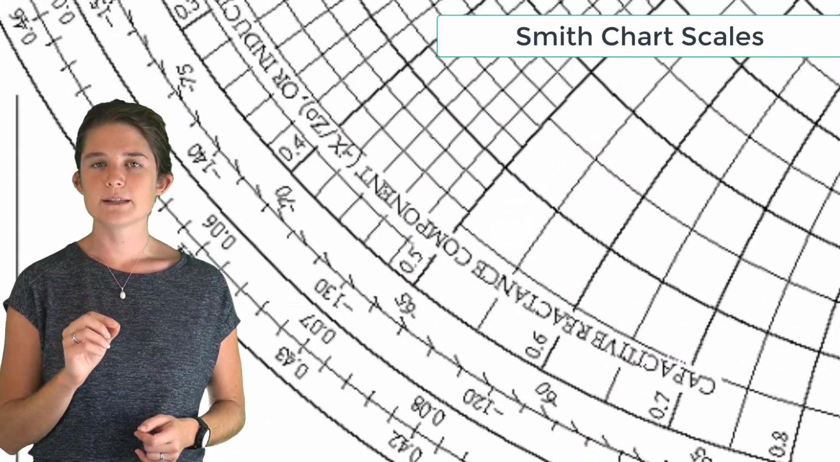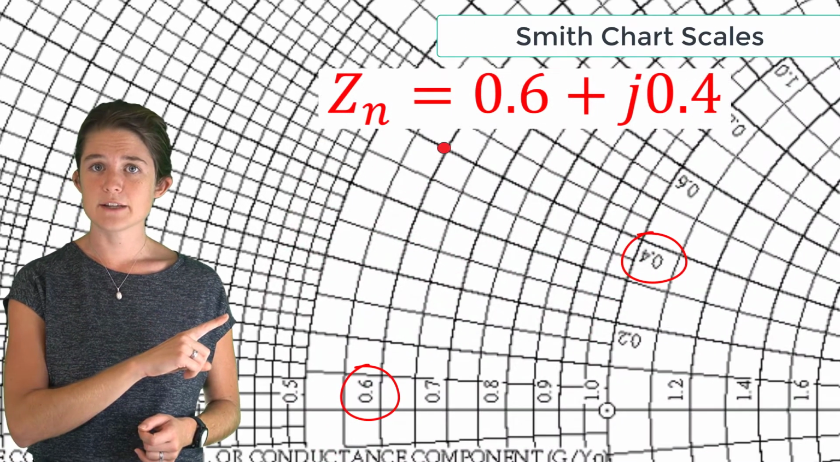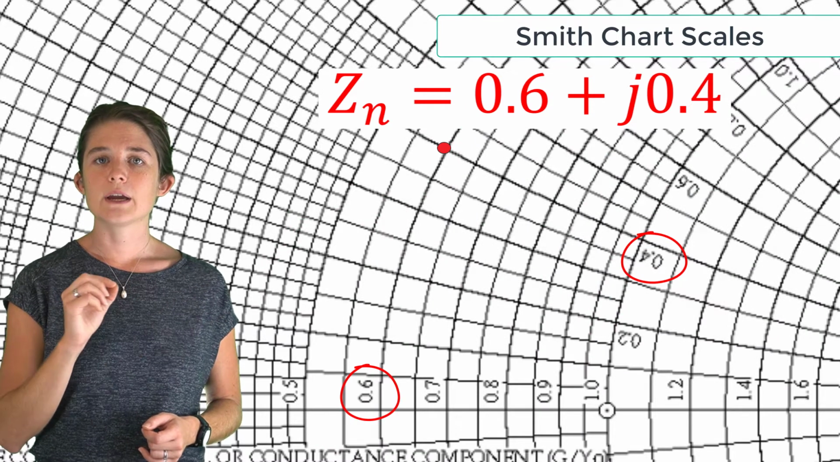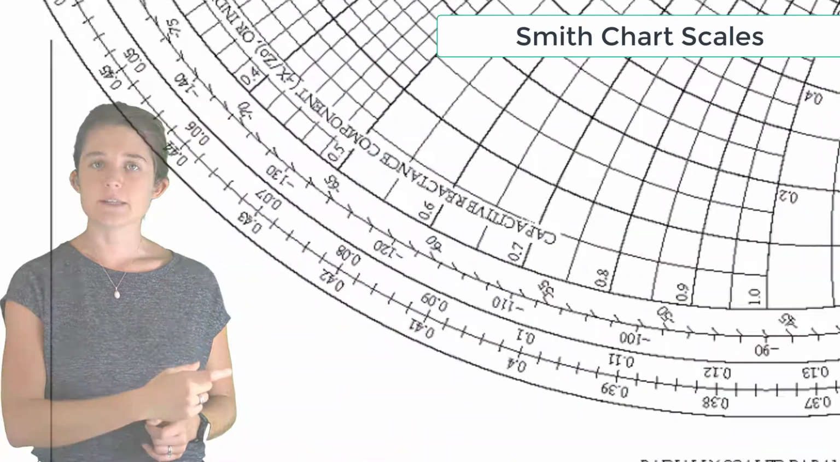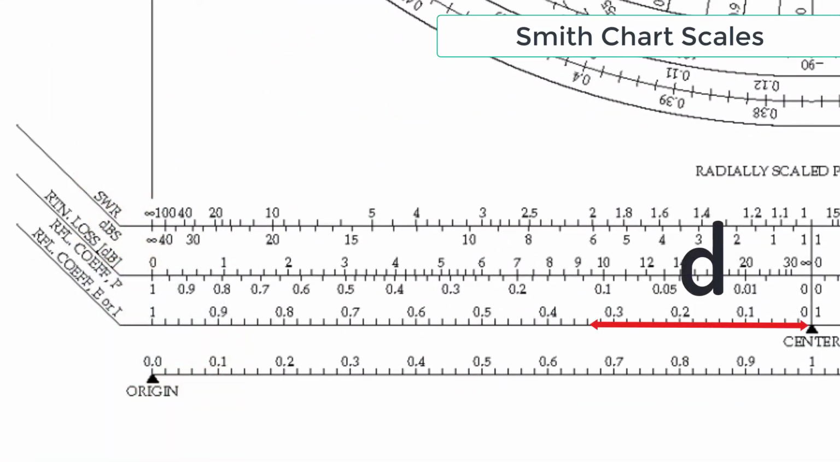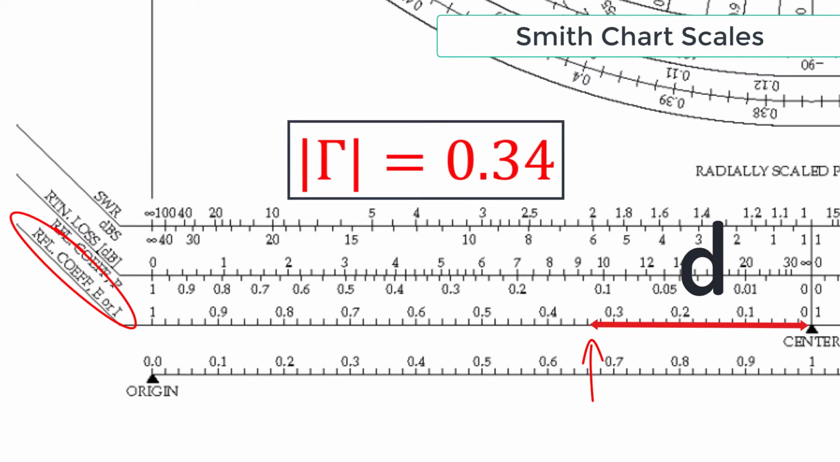So if a load impedance is plotted as 0.6 plus j0.4, we can measure off this distance on the Smith chart, and then measure off that same distance on the scale at the bottom of the page labeled reflection coefficient. So here we see that the magnitude of gamma for this load is approximately 0.34.